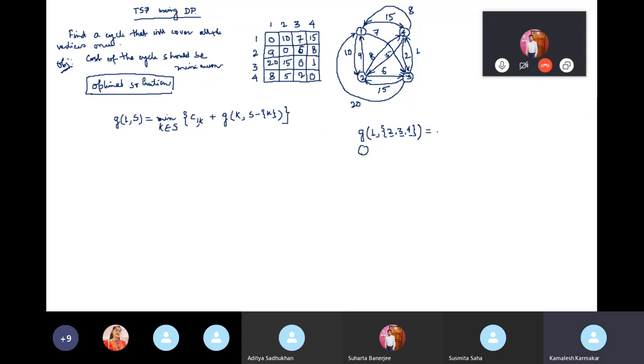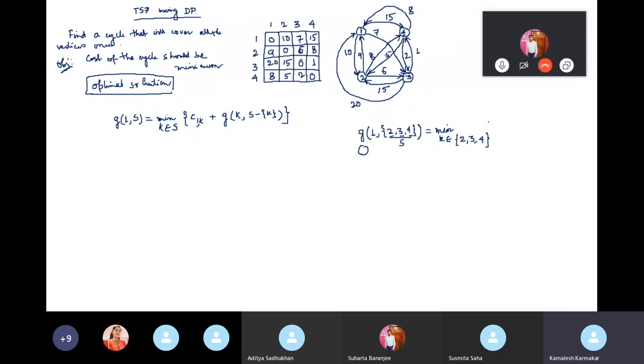This one is basically the minimum over k belongs to this set S. From this equation, k belongs to S, so S equals this. This set is being represented by S, so k can be any one of these. k can be either 2 or 3 or 4. For which one this path will be minimum cost, that will be accepted.